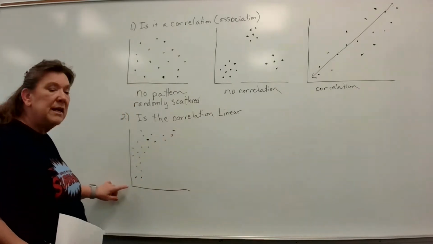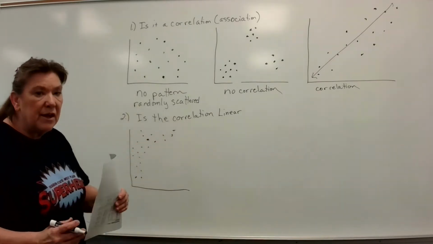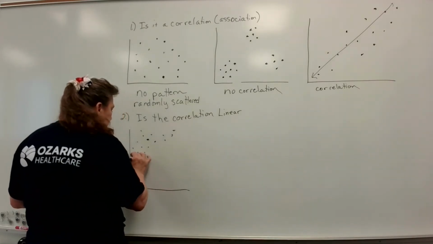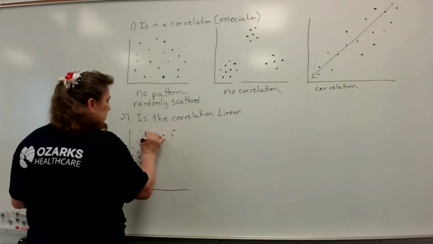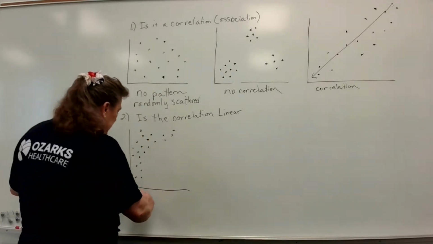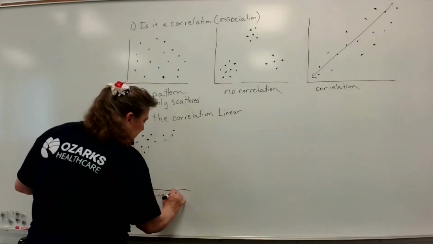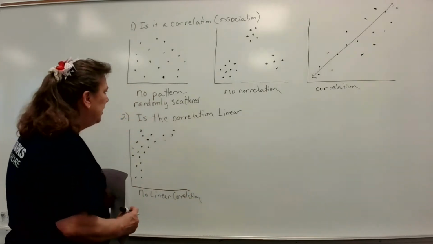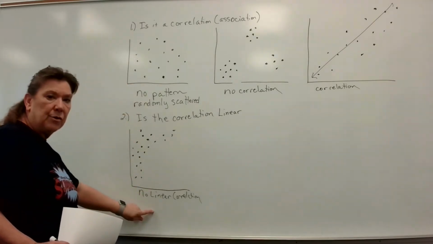Okay, this one kind of has a correlation because, as you can see, it kind of comes together in a pattern, but it's not linear because it is not a straight line. It actually makes more of a curved line. So although you might have some correlation with this, this one is no linear correlation. And we're looking mostly for linear correlation. So this one is no linear correlation.